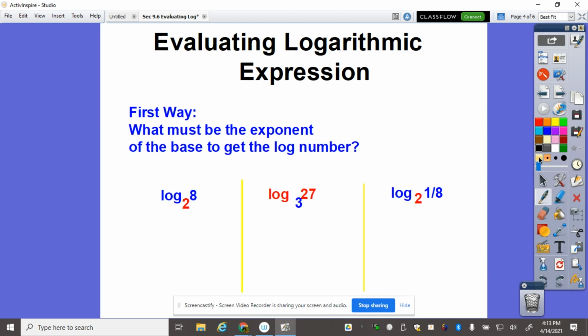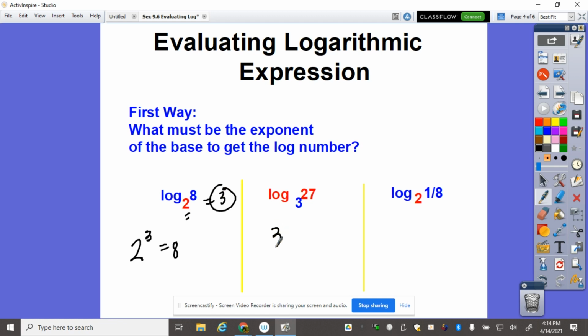Okay, so let's move on now to evaluating logarithmic expressions. There are two ways of doing this. The first way that I would like to share with my kids is that you need to be able to answer the question: what must be the exponent of the base to get the log number? In this case, the base is 2. What must be the exponent of 2 to get an 8? Remember, 2 to the 1 is 2, 2 to the second power is 4, 2 to the third power is 8. So the answer there is 3.